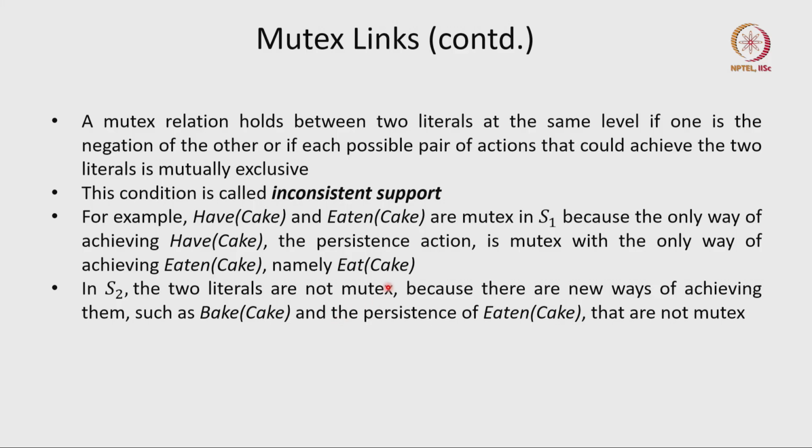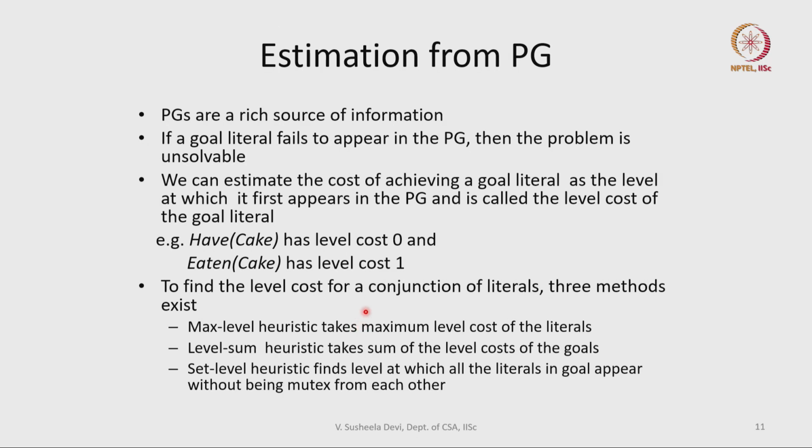So something which is mutex at S1 may not be mutex at S2, because you are using other actions that are possible, and they may not be mutex with each other. It's possible to reach that state by using some other action or a new way of achieving it, right? So this is the planning graph.